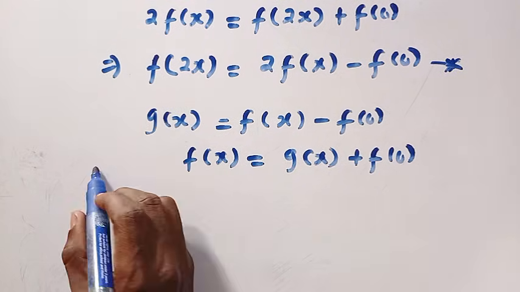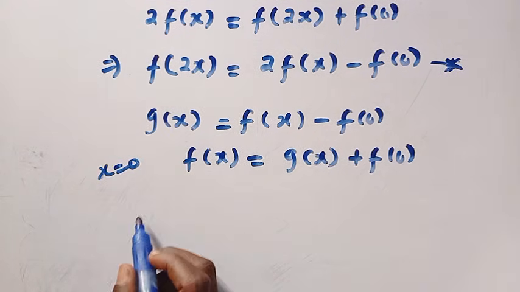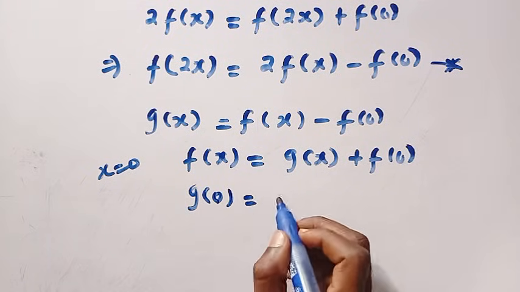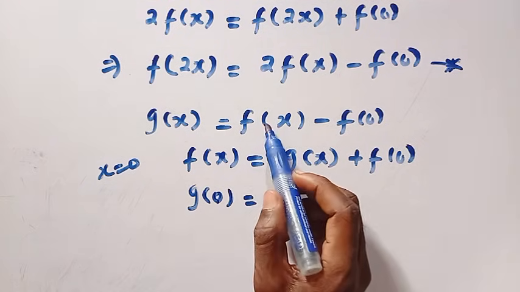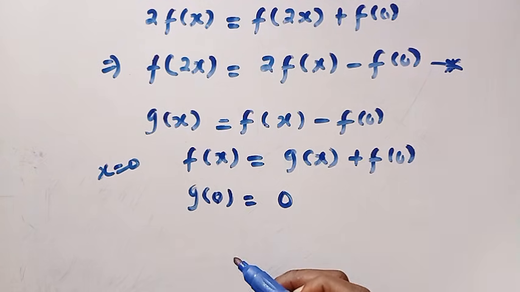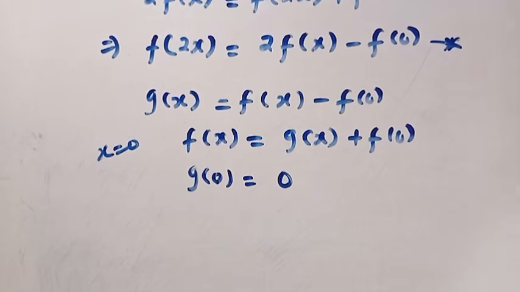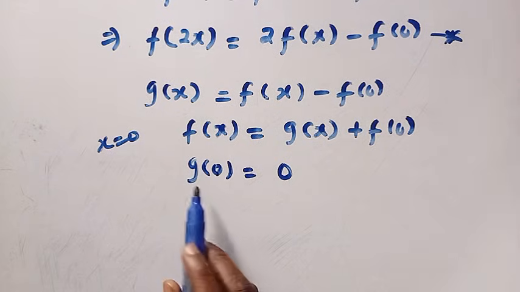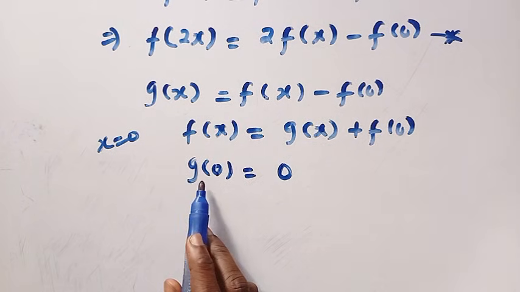After getting this, the next thing we are going to do is replace x with 0. We know that g of 0 will be equal to 0, because this is f of 0 minus f of 0, which cancels, and we have g of 0 equals 0. Since g of 0 equals 0, let's recall the original function that is given, and we are going to substitute it back, as we want to replace everything with g.